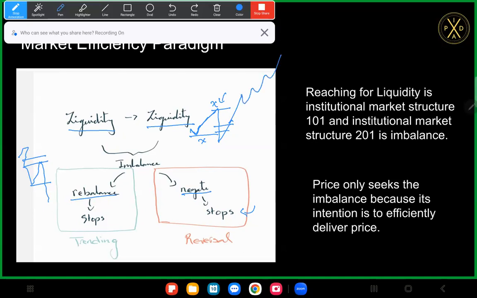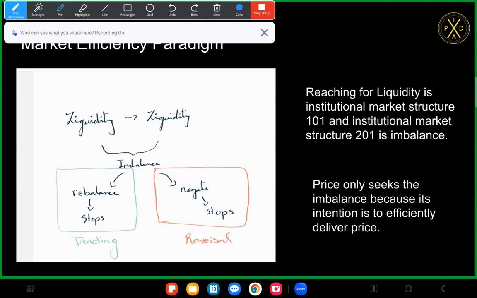So everything that we're going to talk about, everything that is in line with algorithmic theory is going to be based upon this principle right over here, right? So I talked about the subtle nuance of language, and the reason that price seeks imbalance is because its intention is to efficiently deliver price, right? So we talked about how the financial markets need to be efficiently delivered, because if they weren't, then we would have chaos in the streets every single day, because the entire backbone of economies is based upon the efficiency of the financial system, essentially.